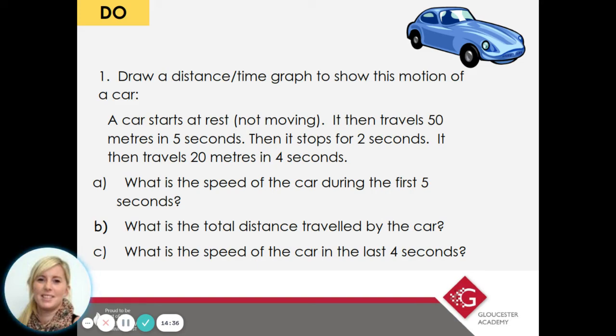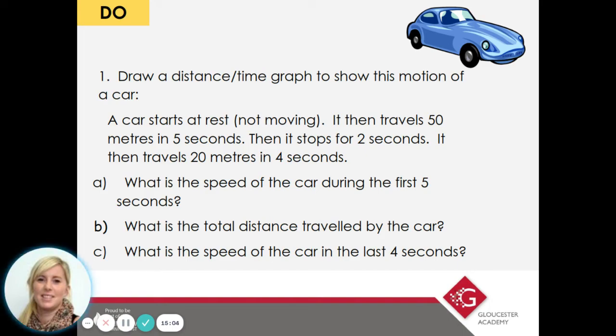Then it stops for 2 seconds. So you're going to have a horizontal line at that point. And then it travels 20 meters in 4 seconds. So your time axis along the bottom, you're going to have at least 12 seconds. And your distance, you're going to need a minimum of 70 meters. So I might go up to 80 meters.